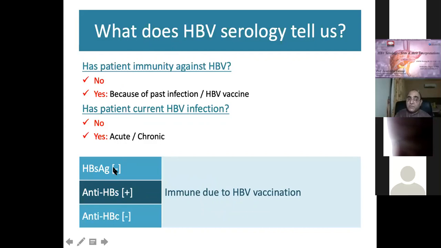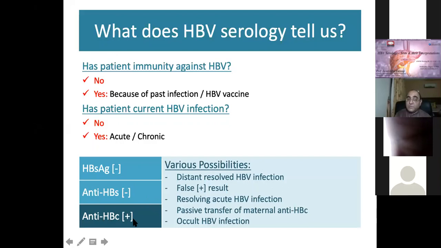Coming to this, if HBs is negative, core antibody is also negative, but anti-HBs is positive, it means the patient is immune because of HBV vaccination. So this is the third scenario. The fourth scenario will be that, out of these 3, HBs antigen is negative, but anti-HBs is positive, and anti-HBc is also positive. So it means it is immune due to resolved HBV infection.